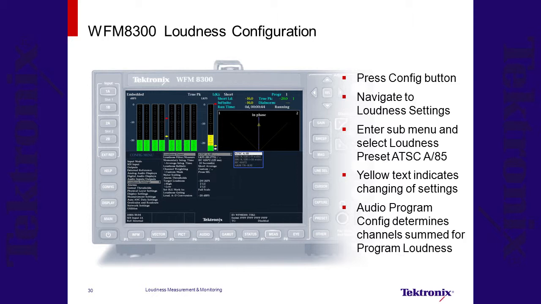You may also wish to configure the audio input-output menu for your specific audio configuration. The audio program configuration determines which channels are summed together in the program loudness. So, for instance, if you have a stereo audio program, then the 4x2 audio configuration would be preferred. If you are listening to a surround sound mix, then one of the multi-channel audio configurations, such as 5.1+2, may be used.